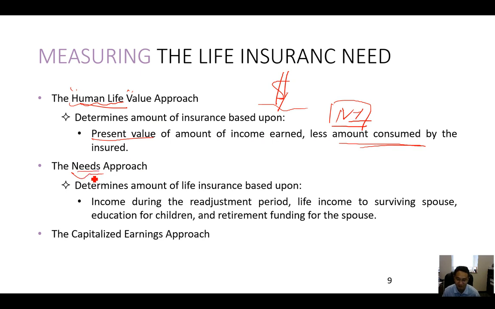Also, this approach, I like more because life insurance, from my perspective, provides for needs. So you can just calculate, right? What are the needs of your family if you die? So it includes, right, they need to readjust, and how much money the surviving spouse needs, education. You want your kids to go to college, right? And college is expensive, and also retirement funding for the spouse. So that's the approach. I will at least test you guys on those two approaches, okay?